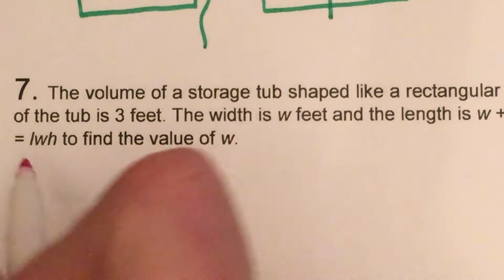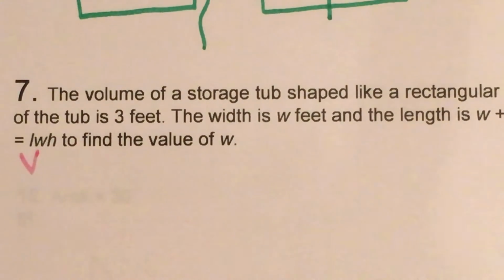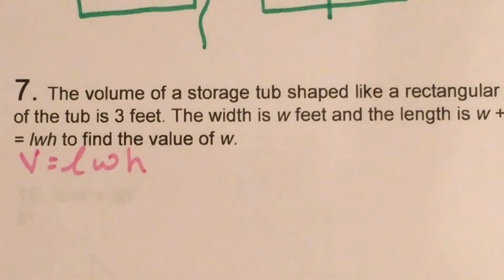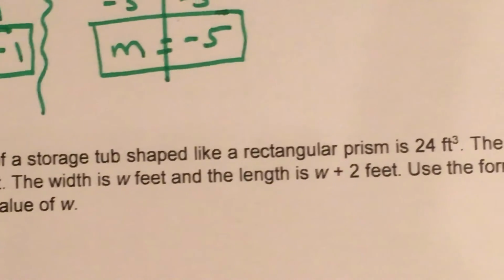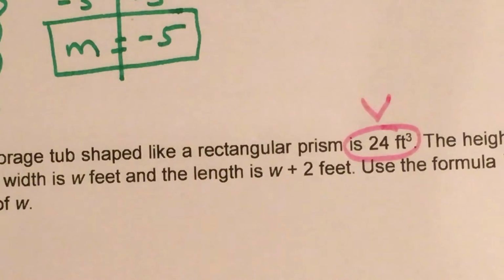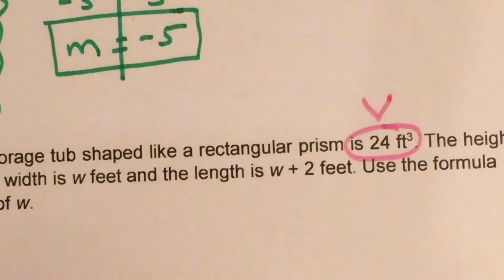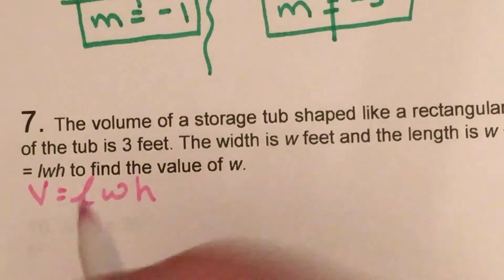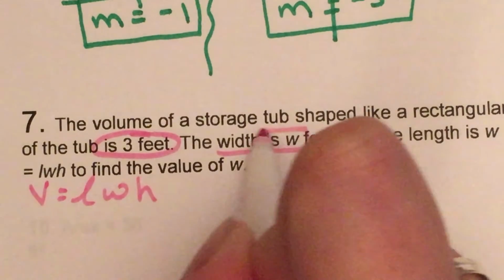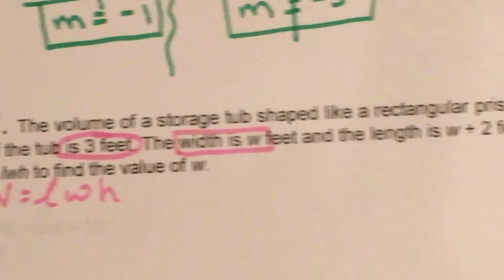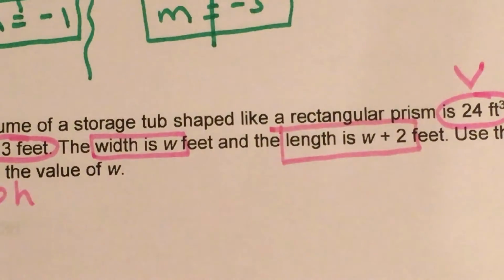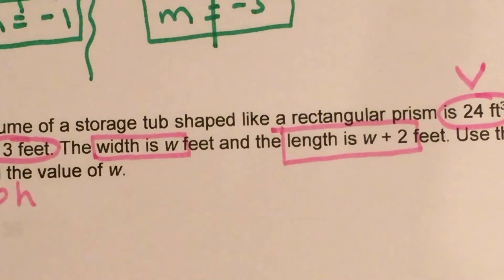All right, so volume equals length times width times height. And we have good information. We know that the volume is 24, so there's V. And I know that the height is 3, the width is W, and the length is W plus 2. Let's go plug it in.